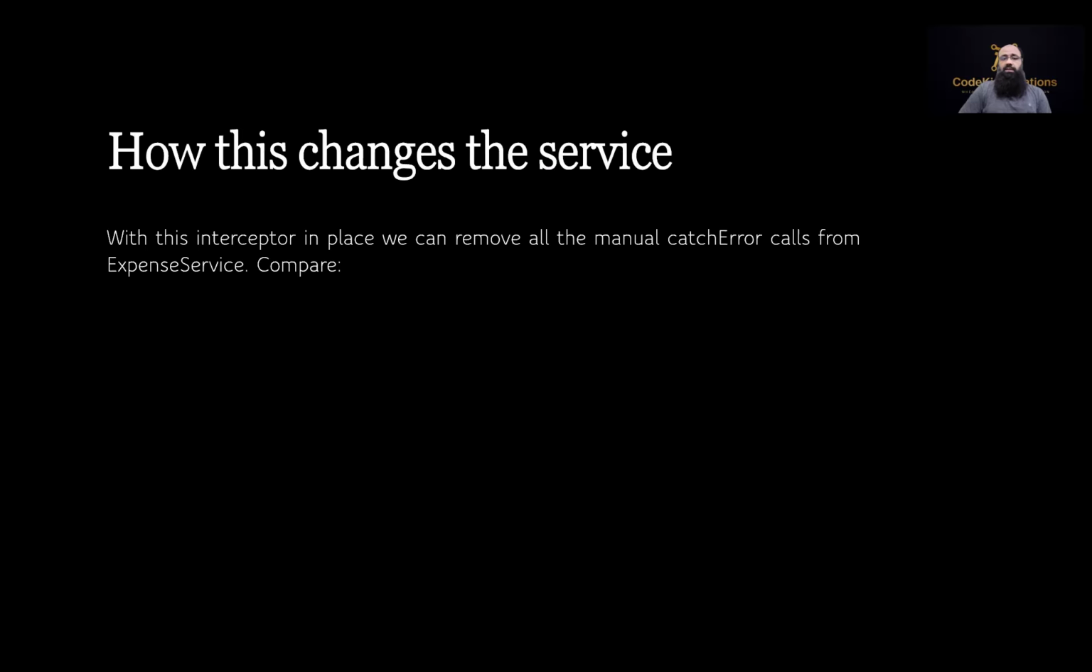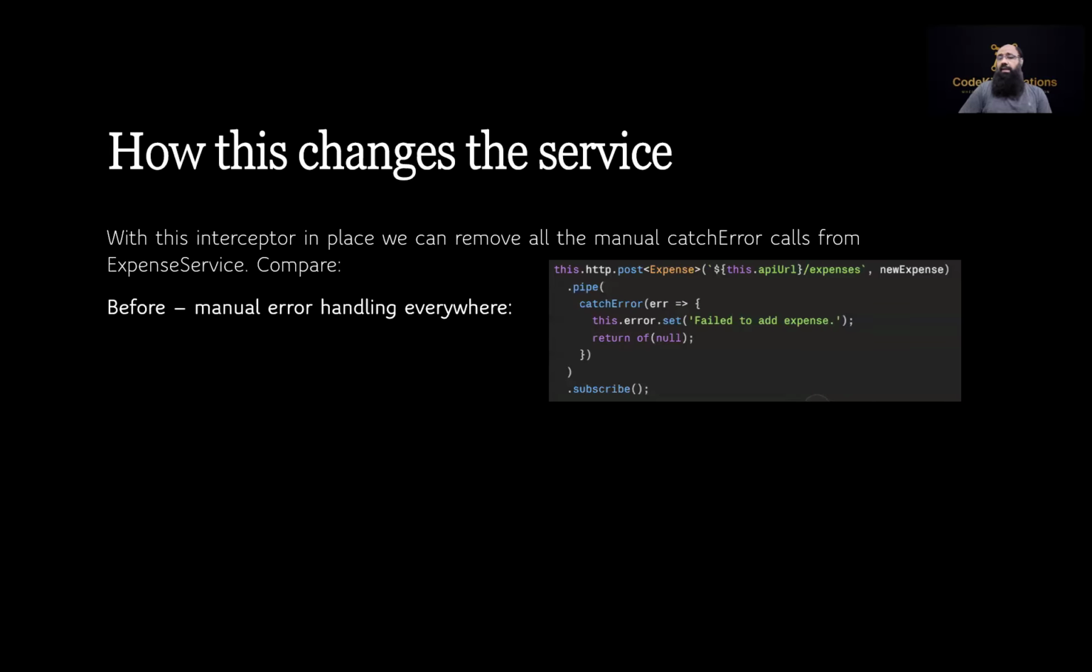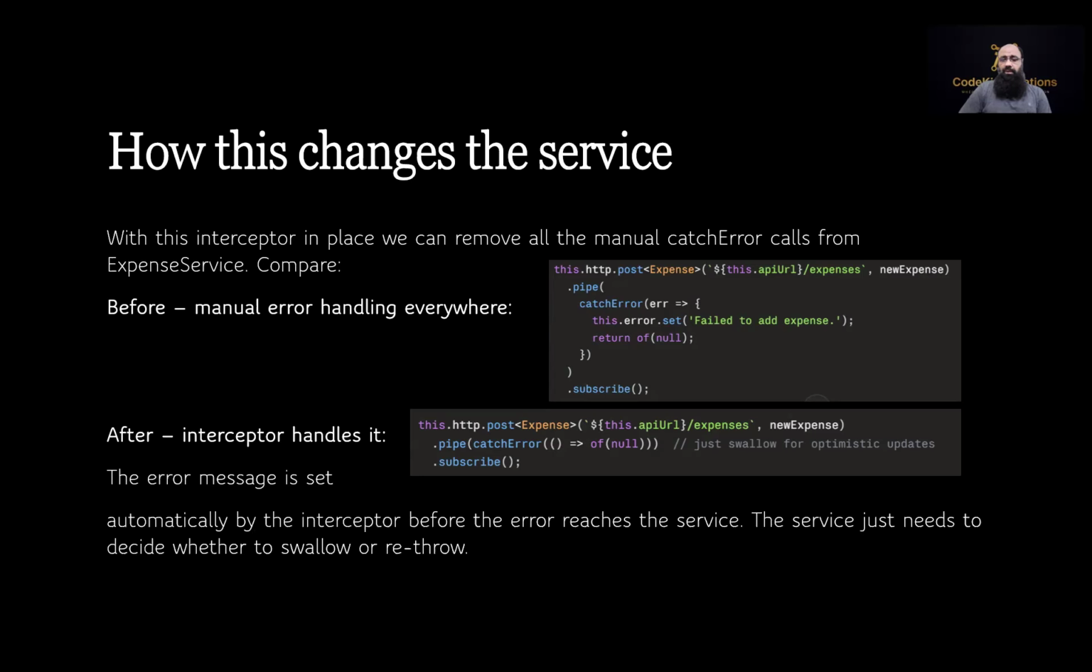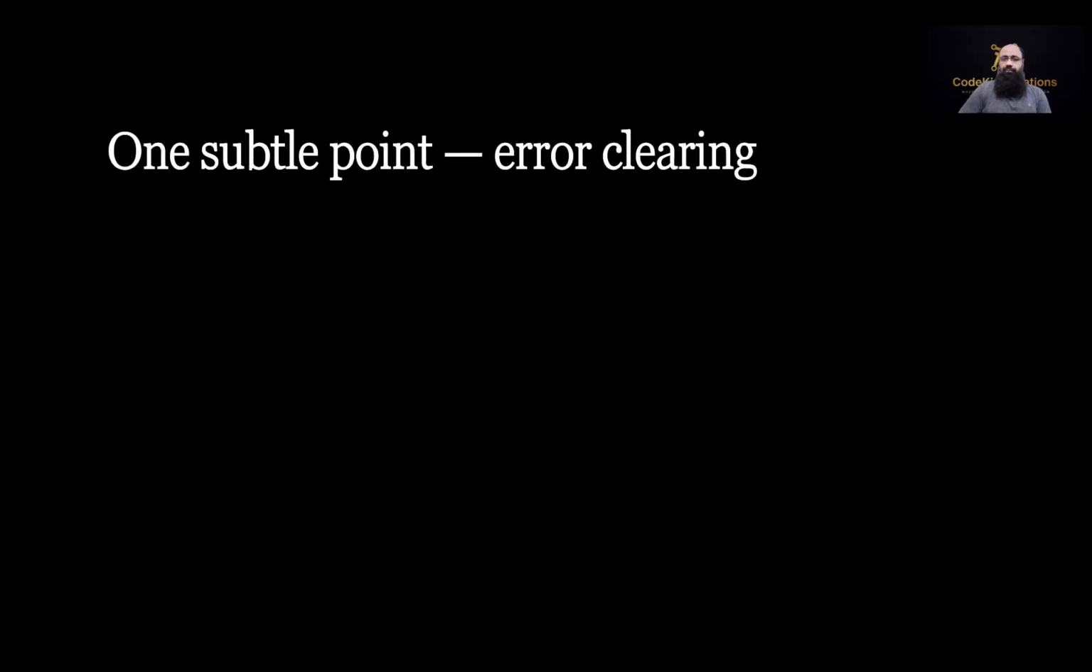So how does this change the service? With this interceptor in place, we can remove all the manual catchError calls from the expenses service. You can see previously the catchErrors were there. Now we do not have to do that explicitly, and we just swallow for optimistic updates. The error message is set automatically by the interceptor before the error reaches the service. So the service itself just needs to decide whether to swallow or rethrow.